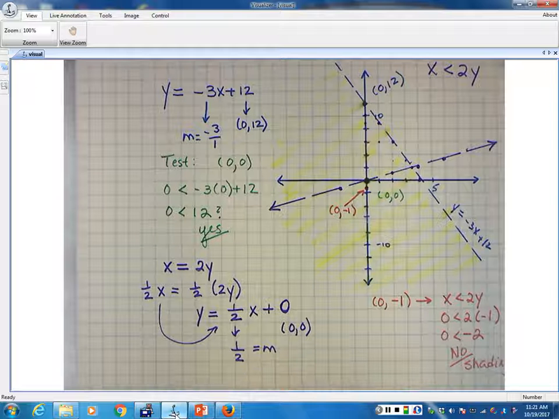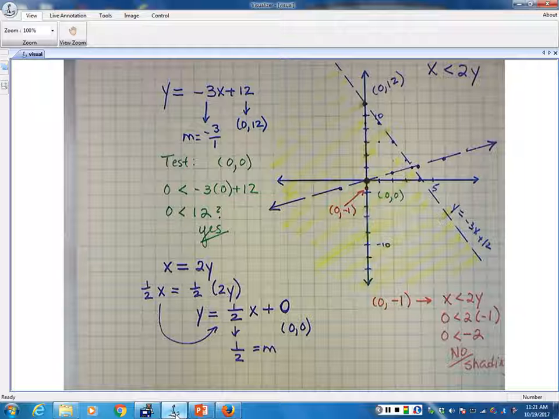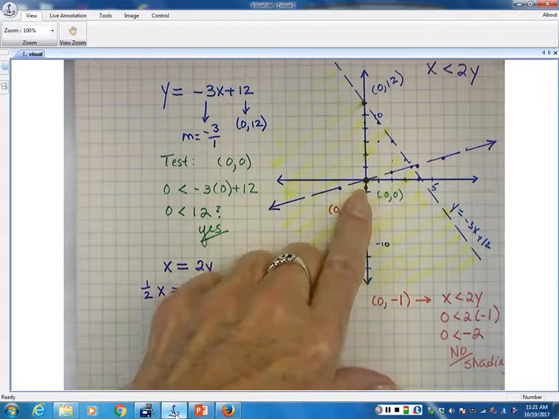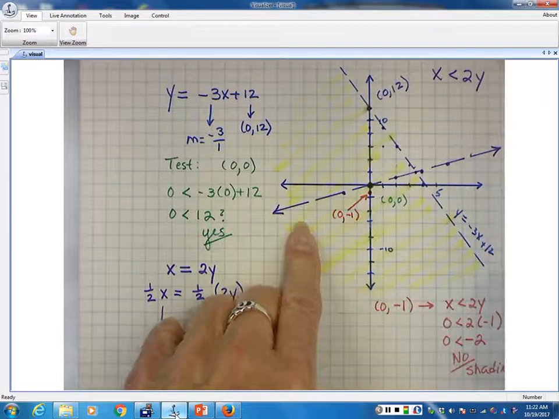Now, if you're not sure, then pick a point on the other side and plug in. You know, pick out like 1, 1. Okay? And you'll find that it does work. But now I'm going to have to shade the solution to the second inequality. And since it doesn't include this, I'm going to go in the other direction.